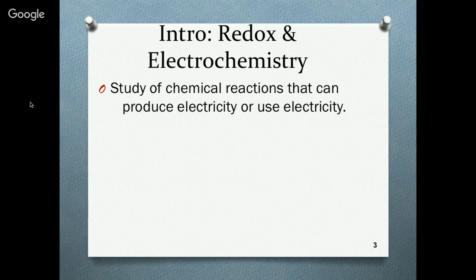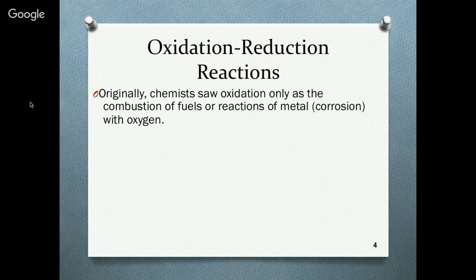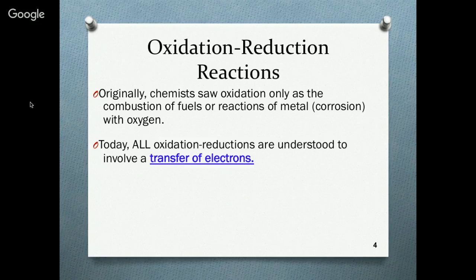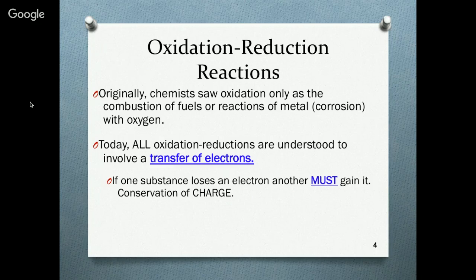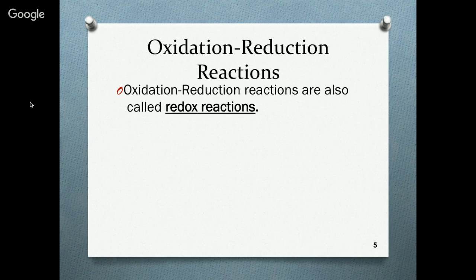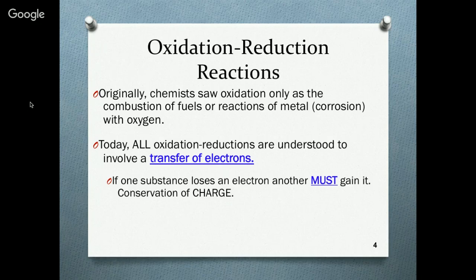All right, so our topic is redox and electrochemistry, and basically this topic is going to look at any chemical reaction that either uses electricity or produces electricity. If we look first at the history, chemists thought that oxidation was anything that basically just involved combining something with oxygen. Today we have expanded our definition of oxidation and reduction, and we understand it as anything that involves a transfer of electrons. To have a transfer of electrons, a substance is going to lose an electron and another one is going to gain one. But regardless, we're going to have some type of conservation of charge.